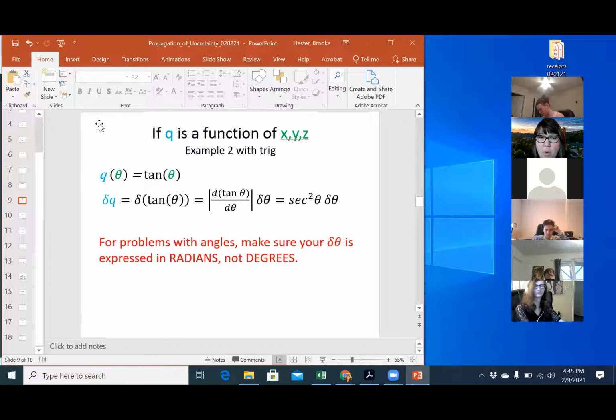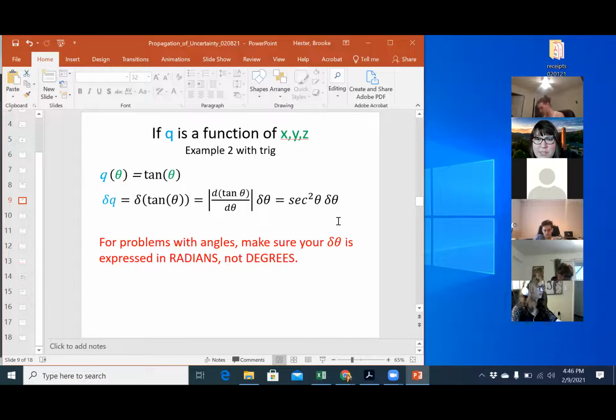Here we have another example. Tangent of theta. Our function of theta is now tangent of theta. Theta is a measured value. We want to know what is the tangent of theta, and then what is the uncertainty in that tangent of theta. So we can write our uncertainty as the derivative of tangent of theta with respect to theta times the uncertainty in theta. The derivative of tangent theta with respect to theta is secant squared. So that's what we substitute there, and then we keep our delta theta for now in terms of symbols.